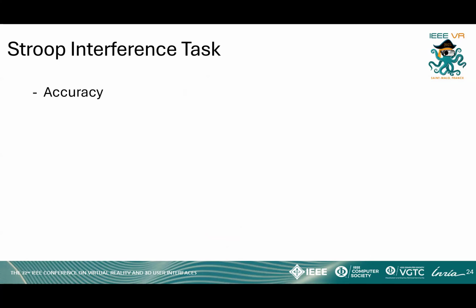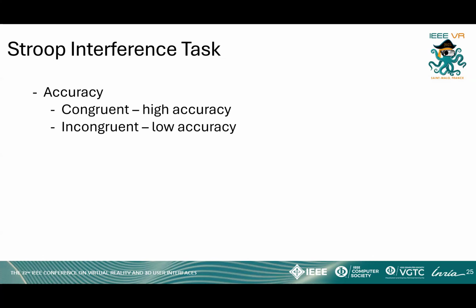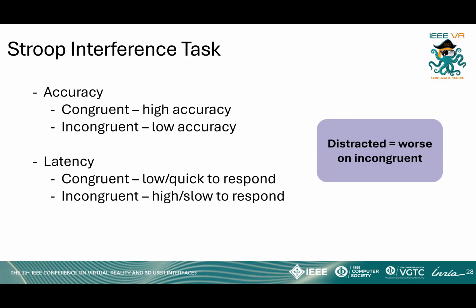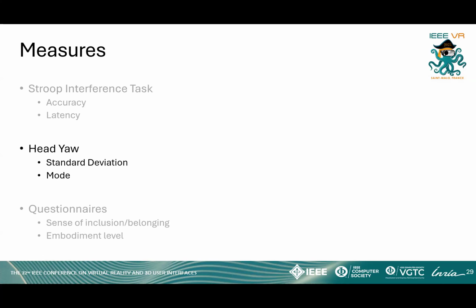So first we measured accuracy, and what we expected to see was that in congruent trials, a participant would have high accuracy, and in the incongruent trials, they would have low accuracy. As for latency, for congruent trials, the participant would have lower latency and be quicker to respond, whereas incongruent trials would be higher latency and slower to respond. And if the participant is more distracted, they're going to perform worse on the incongruent trials, as incongruent trials require more working memory than the congruent trials do.